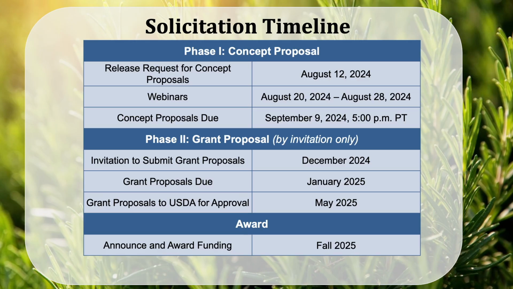As noted in the beginning, the timeline for the entire solicitation process can be found in the RFCP. Please note that concept proposals are due on Monday, September 9th at 5 p.m. Pacific Time, and that late submissions will not be accepted. Applicants will be notified in December whether they are invited to Phase 2 and will have approximately 1 month to submit grant proposals. The Technical Review Committee has about the same amount of time to review grant proposals and submit recommendations to CDFA in early 2025.